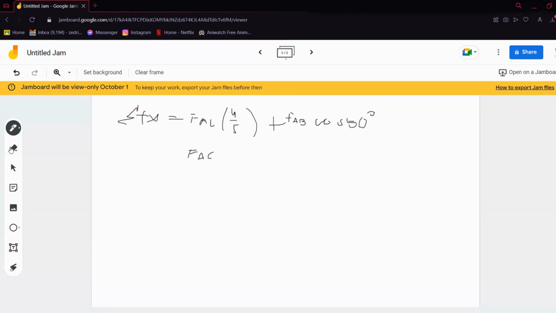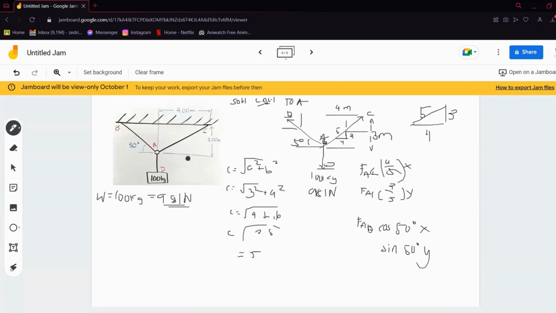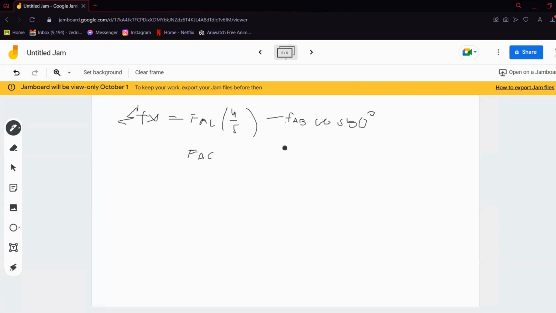Right, so I may have made a mistake. This one is not positive at all because forces on the x-axis from point A to point B are on the negative side. So this will be minus. So of course FAC, you do the math and you have 0.8 minus FAB, the cosine of 50, which is 0.6428.